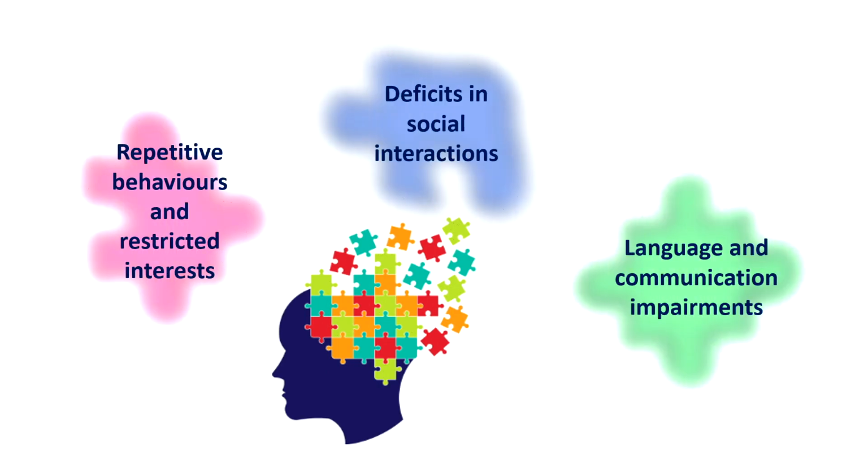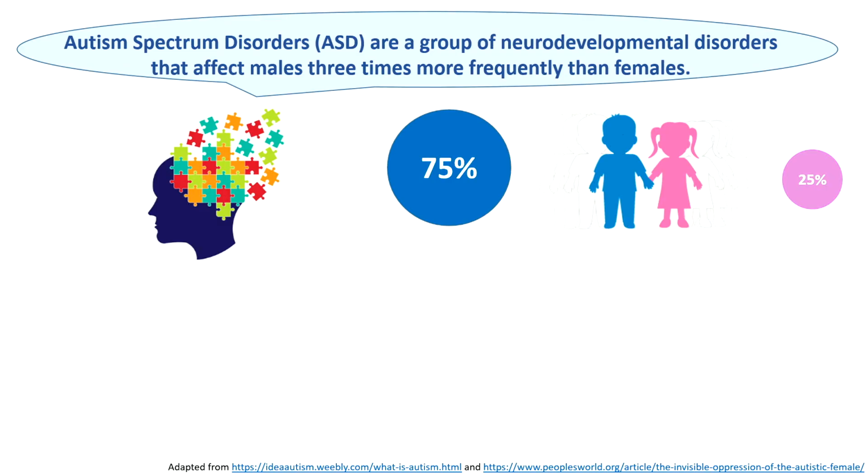Autism is a complex disease characterized by symptoms that include, for example, repetitive behaviors and restricted interest, as well as impairments in language and communication and deficit in social interactions. And this complex disease affects 3 times more frequently males than females.